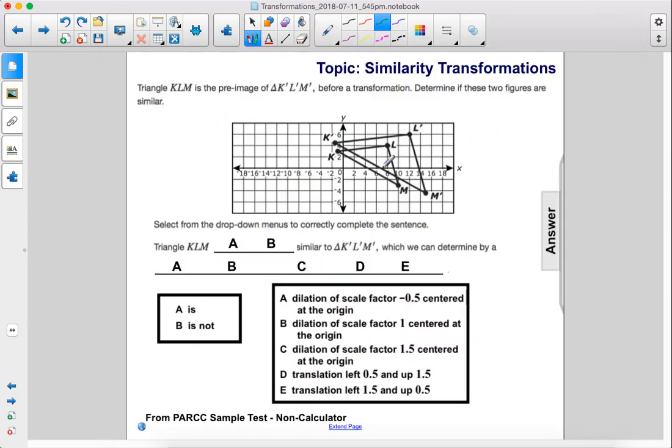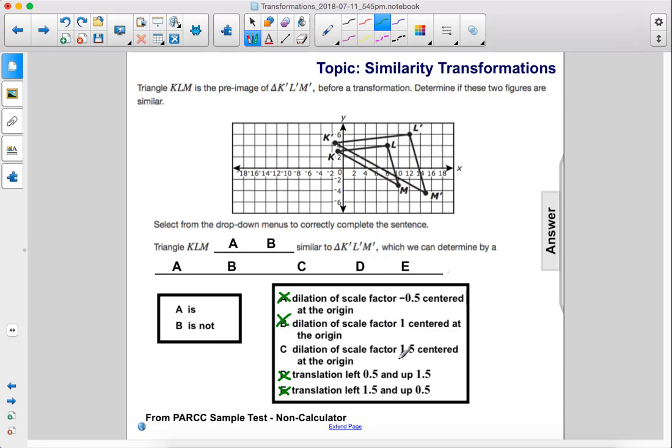Triangle KLM is the pre-image of triangle K'L'M', before transformation. Determine if these two figures are similar. All right, so let's see what it is. Well, it's definitely a dilation, so we can cross out D and E. It's a dilation, and it's not going to have a negative scale factor, and it's also not going to have a scale factor of 1, because that would be the same size.